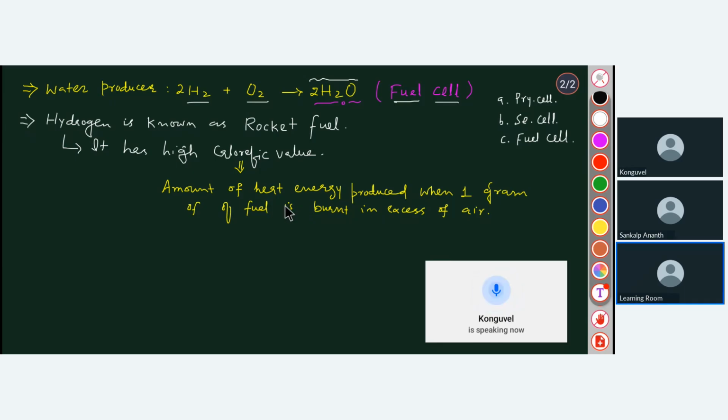So that's very high. So that is why it is used as a rocket fuel. It's very important. You have to remember that hydrogen is used as a rocket fuel because of its very high calorific value. Got it? Yes, sir. Okay.